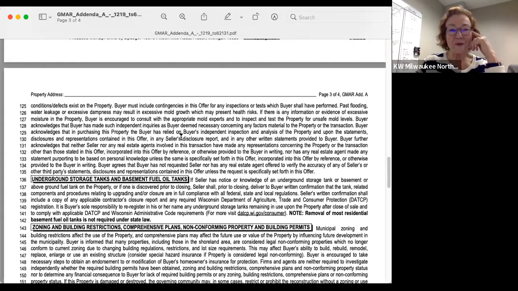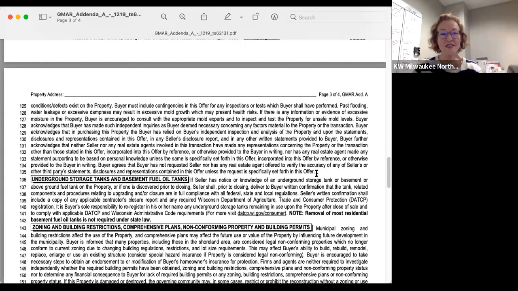Buyer acknowledges that in purchasing the property, the buyer has relied on the buyer's independent inspection and analysis of the property and upon the statements, disclosures, and representations contained in this offer, in any seller's disclosure report, and in any other written statements provided by buyer.